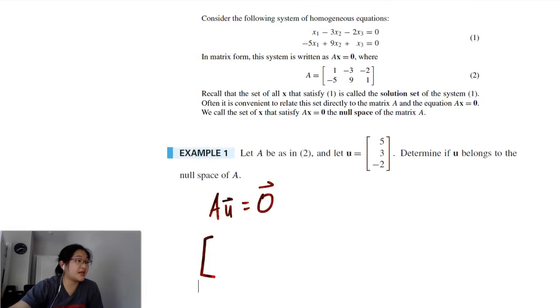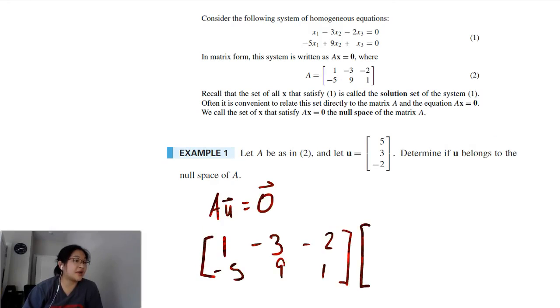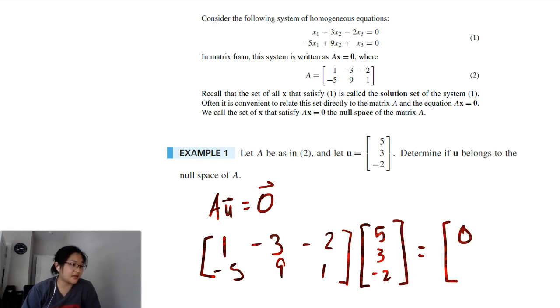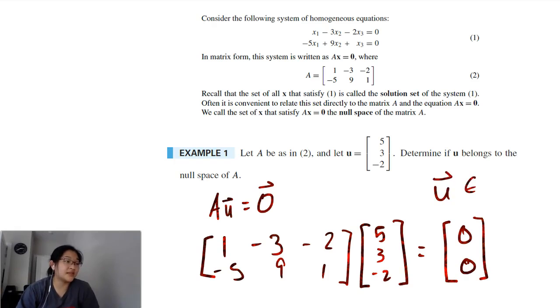What do we have for A? And then multiply by 5, 3, negative 2. And what do we get? We get 5 minus 9 plus 4, so that's 0. And negative 25 plus 18, no, plus 27 minus 2, which is also 0. Fantastic. So yes, indeed, u is in null A.